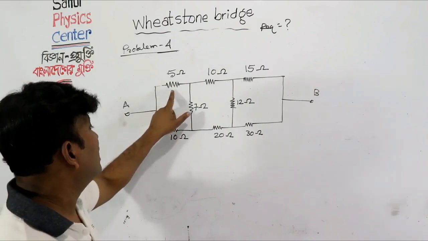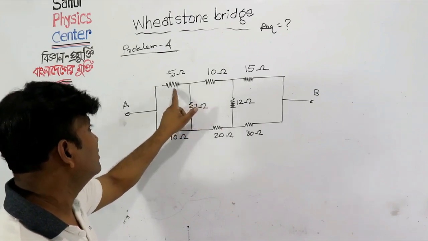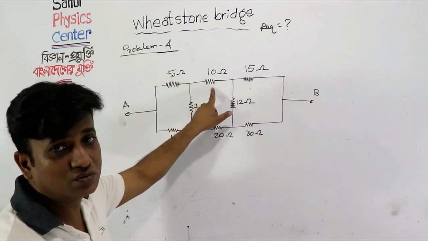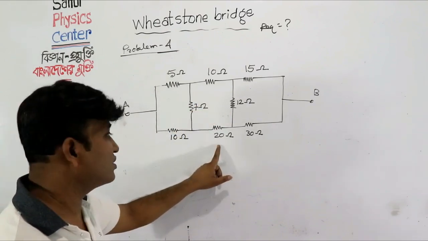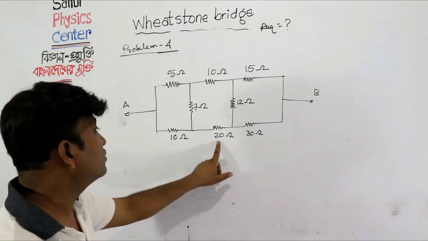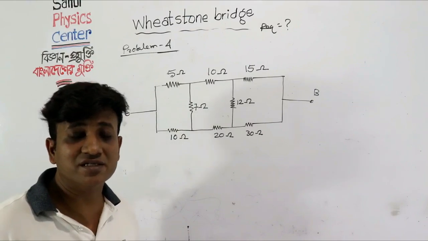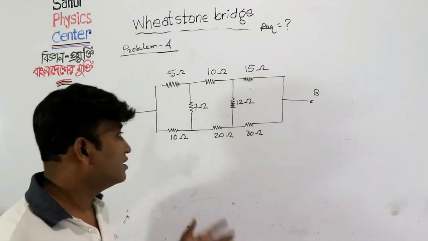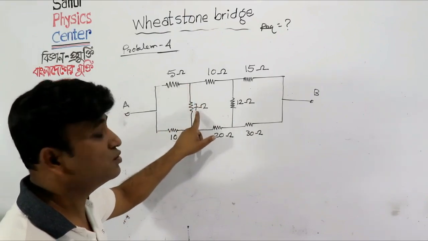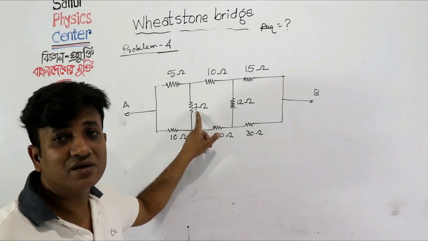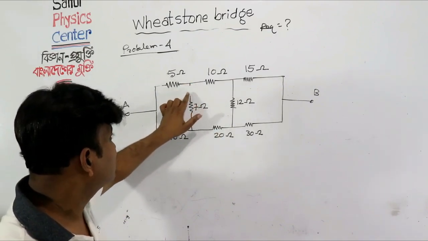Here if we take these two resistances, their ratio is 1:2, and here the ratio of these two resistances is also 1:2. So these sides follow the Wheatstone Bridge principle. They are in balance, therefore no current will flow through the 7 ohm resistance. So we can remove it.